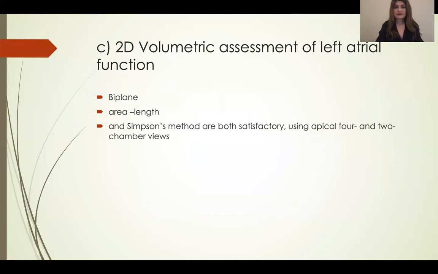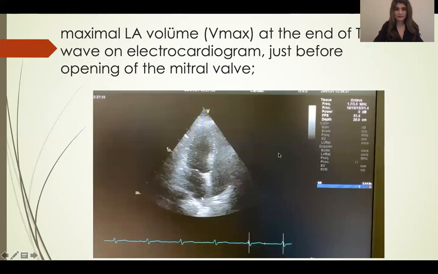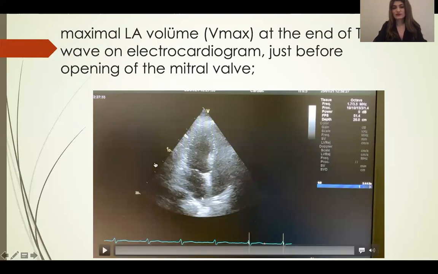For 2D volumetric assessment of the left atrium, both biplane area-length and Simpson methods can be used to measure the volume of the left atrium. In this video, I will show how to accurately measure maximal left atrial volume.